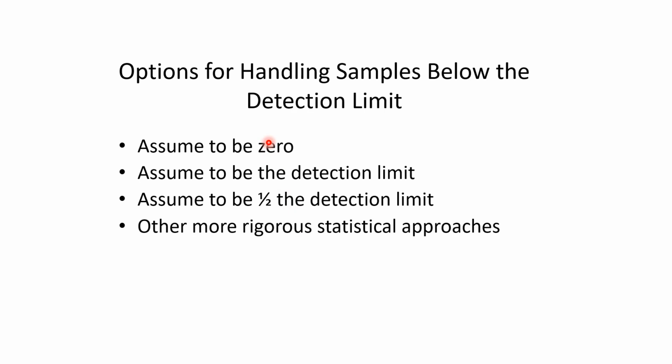Some suggest that it is assumed to be half of the detection limit, which is the most common approach taken, because some may be higher, some may be lower. So you are kind of in the middle path, and there are other rigorous statistical approaches there.